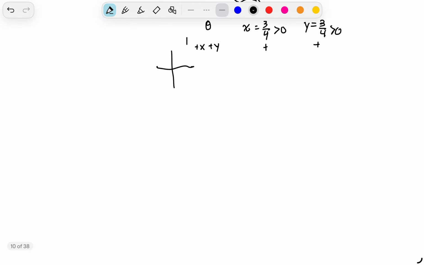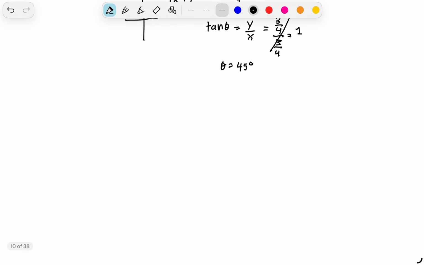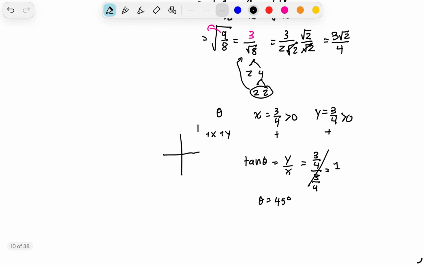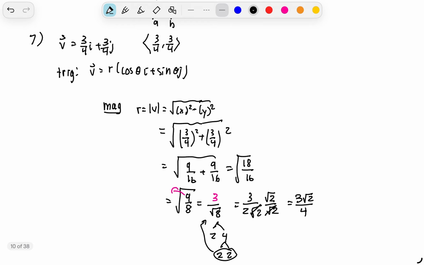So then we have to find the angle using tan theta, which is equal to the ratio of y over x. So here that's 3 over 4 over 3 over 4, which is equal to 1. So that happens when you have an angle that is 45 degrees. For example, when we have root 2 over 2. So that's our angle.